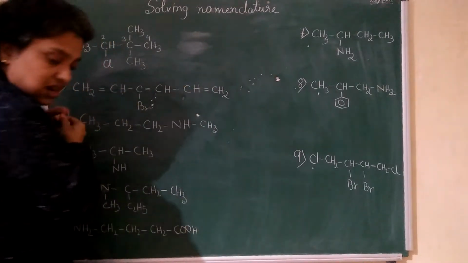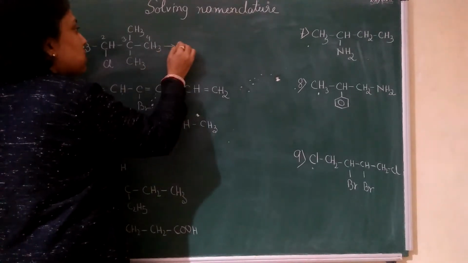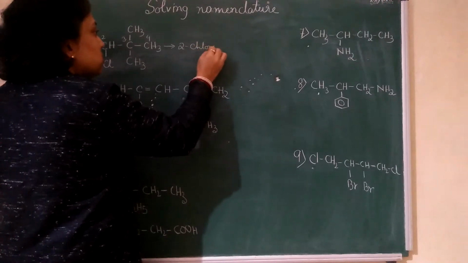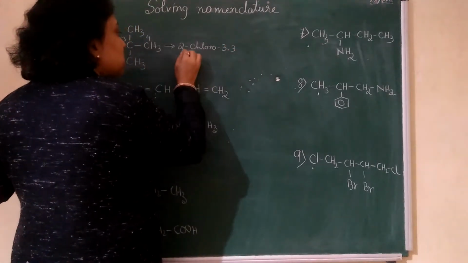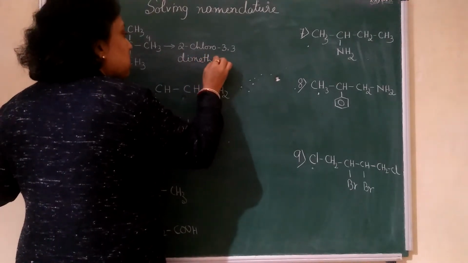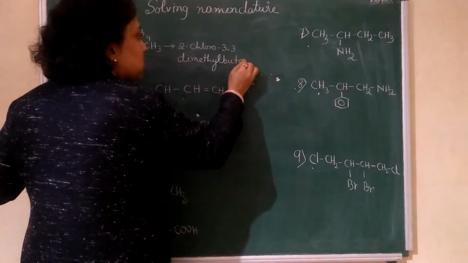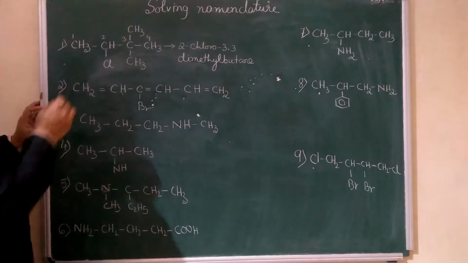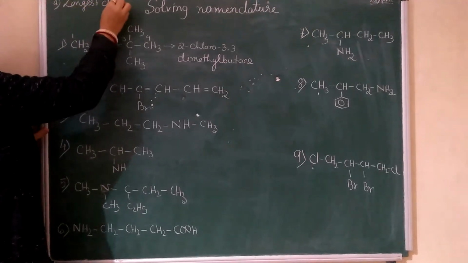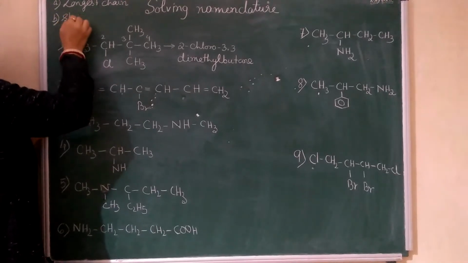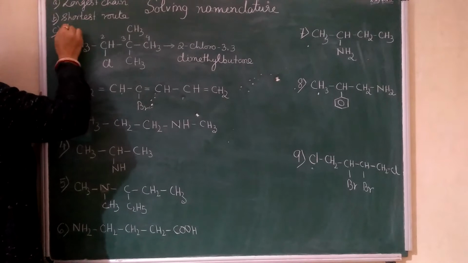Let's write the nomenclature of this. What will it be? It will be 2-chloro, then 3,3-dimethyl, and how many carbons in the chain? 4 carbons, so it is butane, dimethylbutane. I hope you understand the rules. The first rule is longest chain, you have to check. Then shortest route. And then we arrange in alphabetical order.